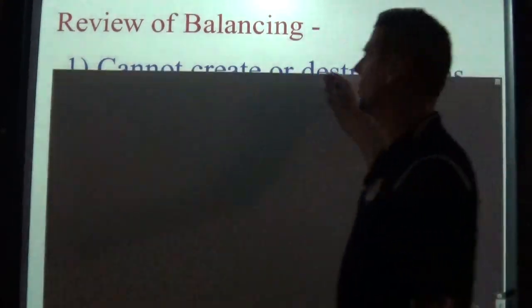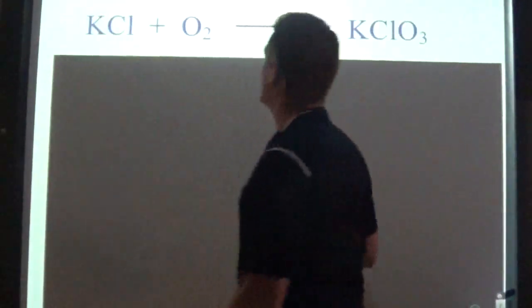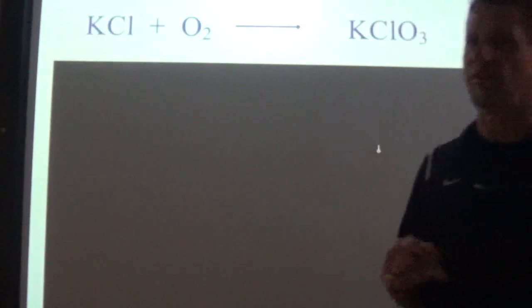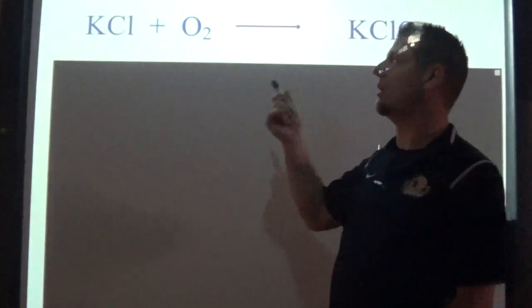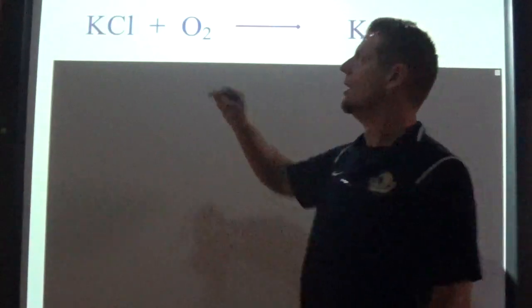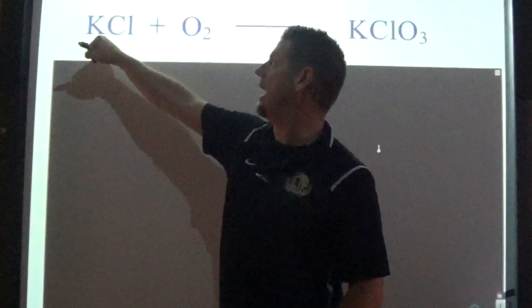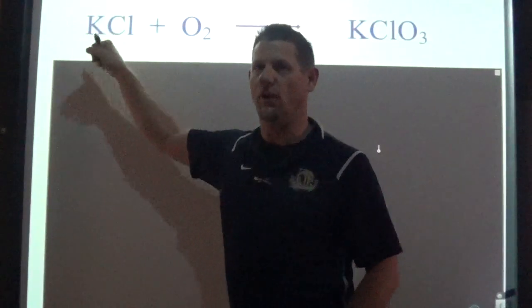All right? So the first one is KClO3 plus O2 forming KClO3. The other thing is sometimes the format of the font that we're using confuses some of you. This is not a number 1. This is an L. This is KCl, potassium chloride.